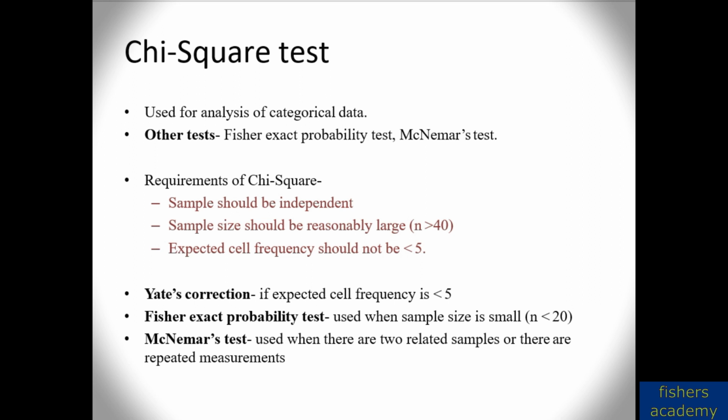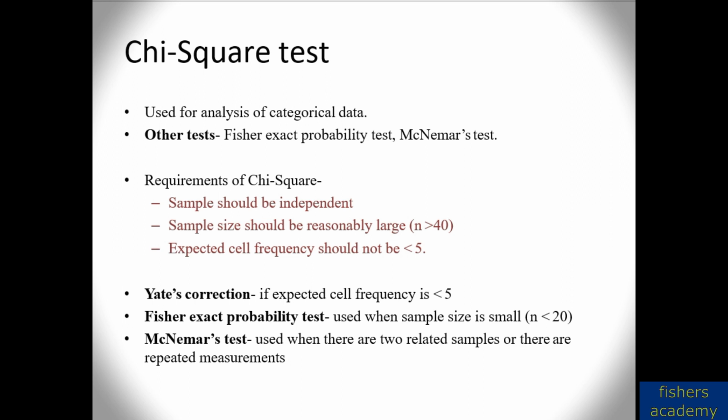Now I am talking about the chi-square test. It is the most famous non-parametric test for categorical data, used for analysis of categorical data. Other tests are Fisher's exact probability test and McNemar's test. Requirements of chi-square: samples should be independent, and the sample size should be reasonably large, maybe more than 40, because the expected cell frequency should not be less than 5. Each cell frequency in A, B, C, D should not be less than 5.